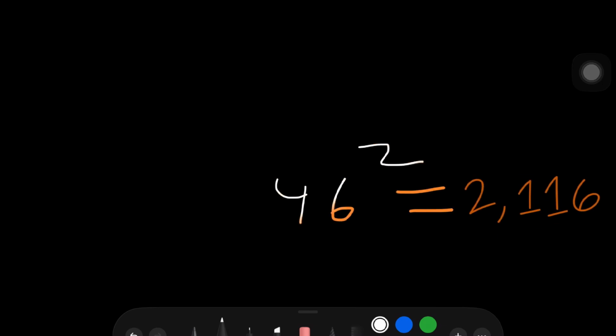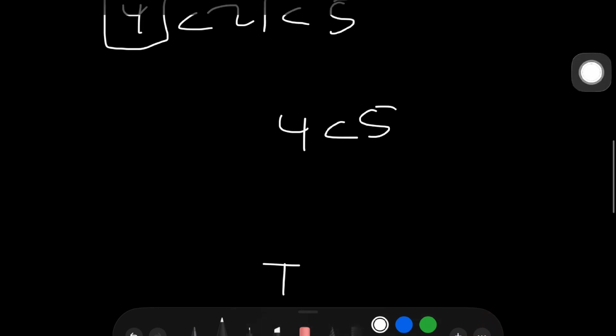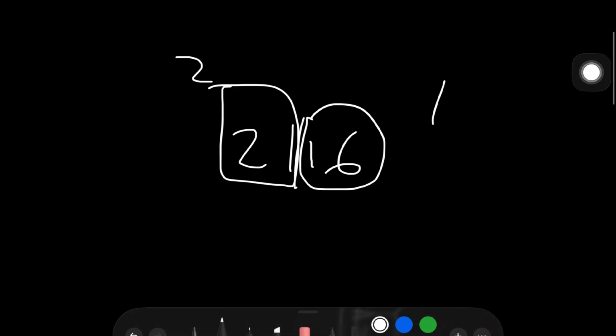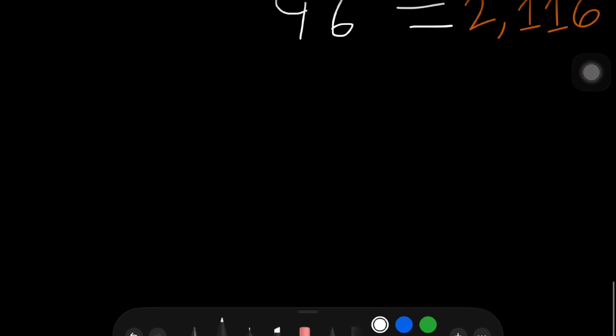Now, what is 46 squared? 2116, and our answer is correct.